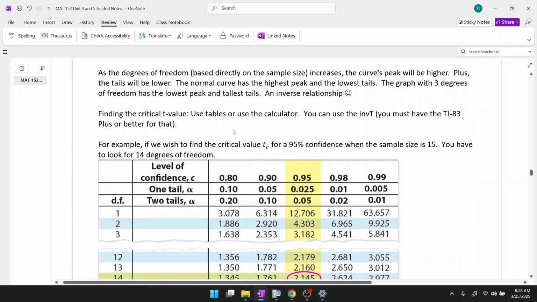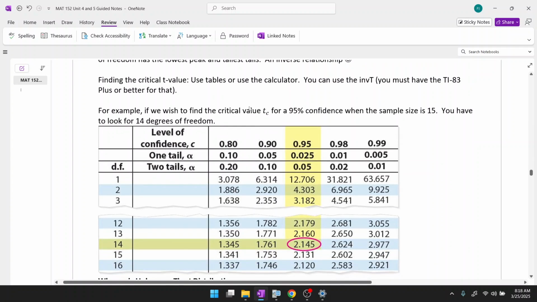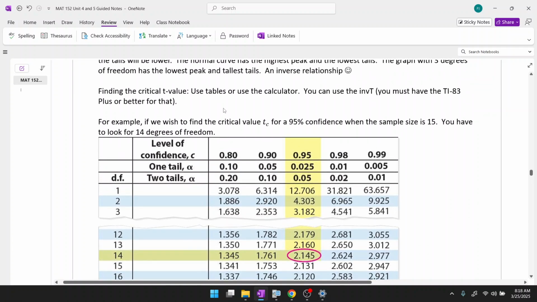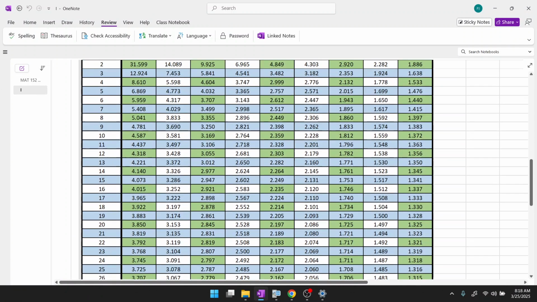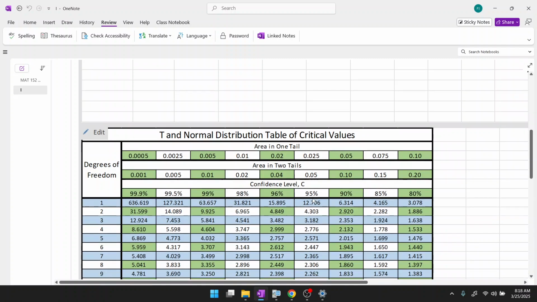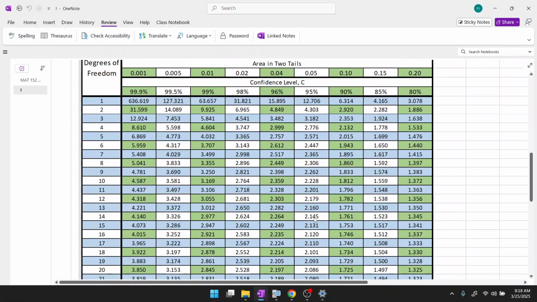Now, we're going to use the tables to figure out our critical value. So, for example, if we wanted to find the critical value T sub C for 95% when the sample size is 15, you want to look for 14 degrees of freedom. So 95% confidence and 14 degrees of freedom, you get 2.145.